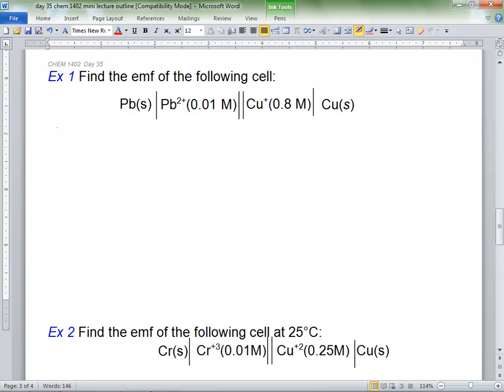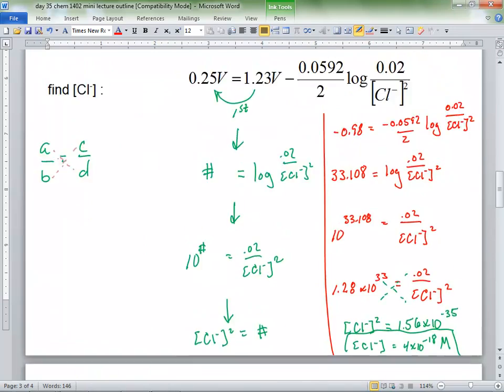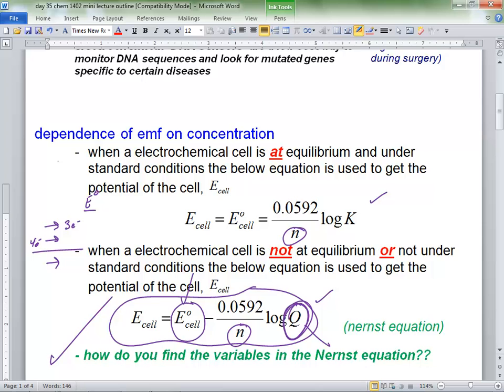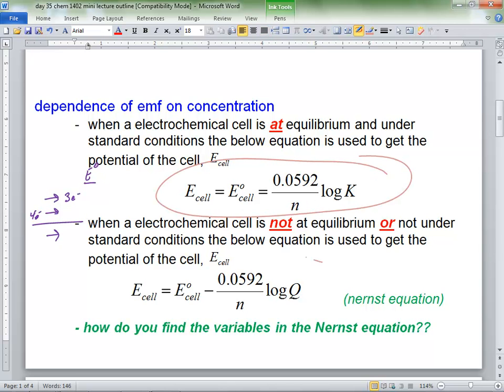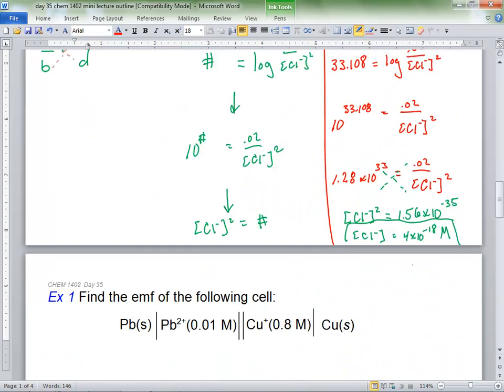Find the EMF of the following cell. What's EMF? Yeah, that's your volts. They called it electromotive force, but it's your E cell, right? It's going to be one of these. It's going to be the second one. Why? It gives us concentrations, because they're not all 1 molar. If it's at equilibrium, we can use the first one, but we have to use this one. You have to use Q. We don't have everything as 1 molar.